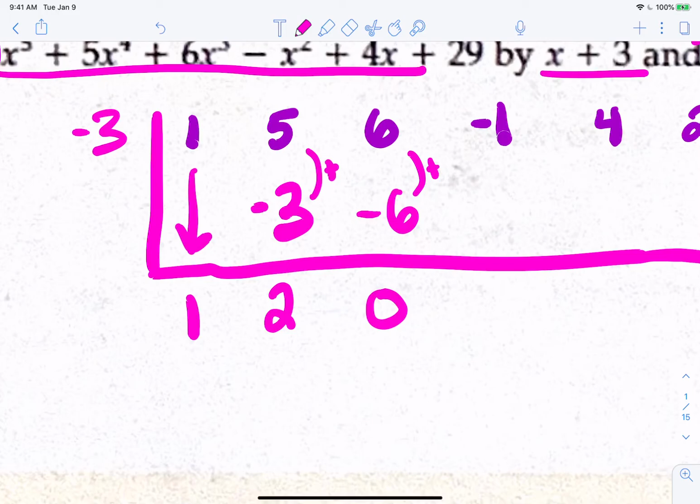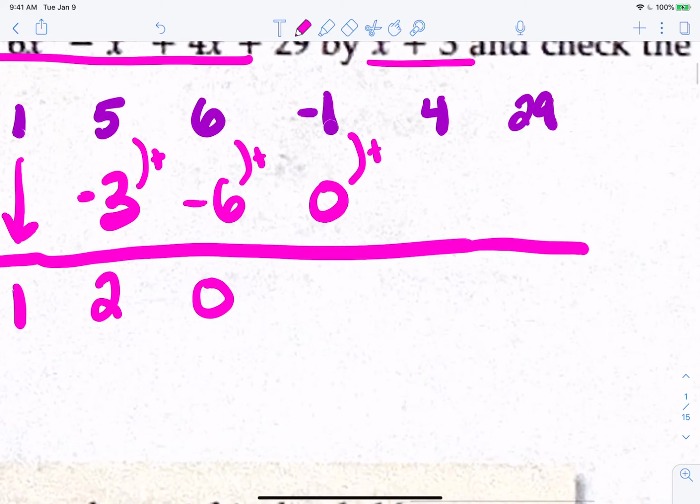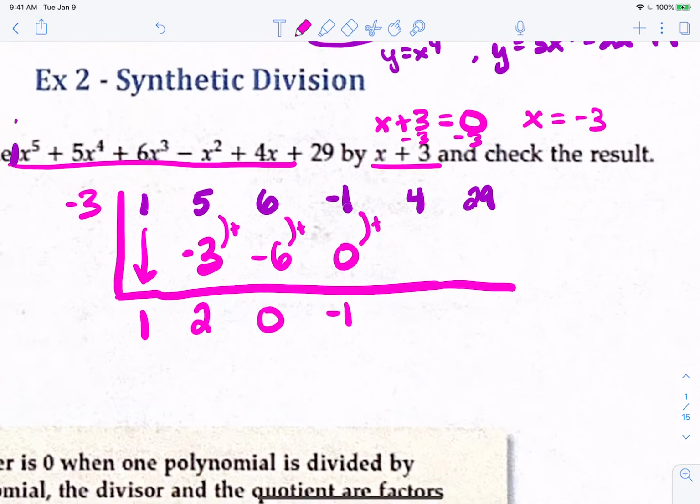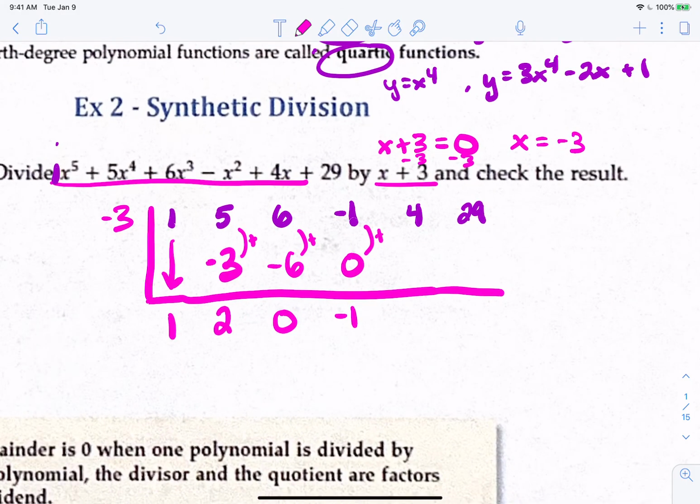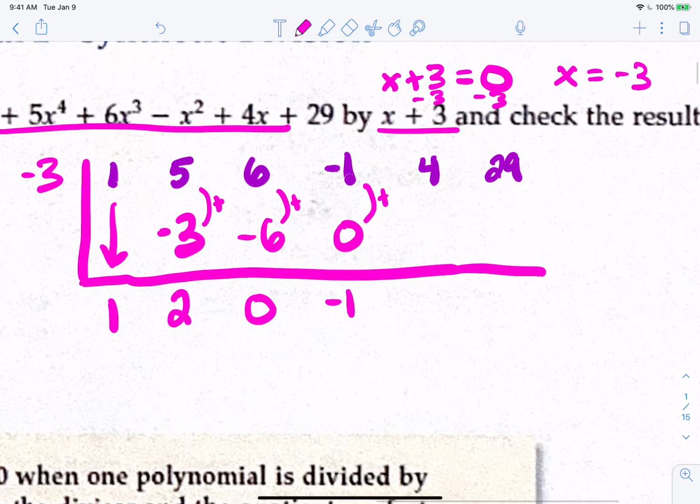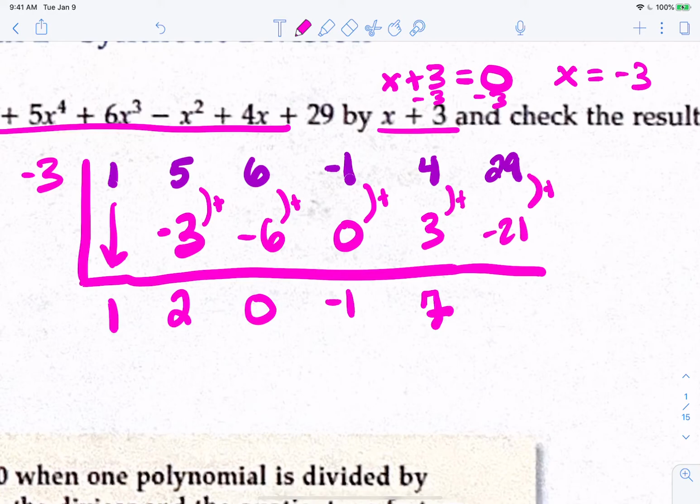Now I'm going to take negative 3 times 0, which is 0. And then I add. Negative 1 plus 0 is negative 1. Then I multiply. Negative 3 times 0 is 0. Negative 3 times negative 1 is a positive 3. Then I add. 4 plus 3 is 7. Then I multiply. Negative 21. Then I add. 29 plus a negative 21 is 8. And I put a box around 8. He is my remainder.